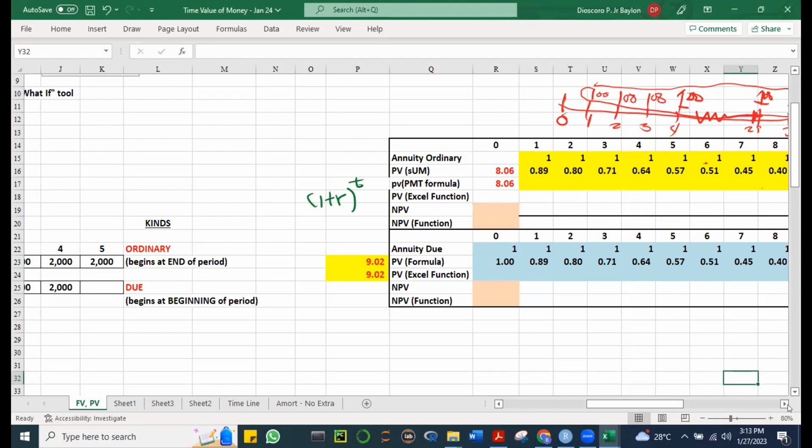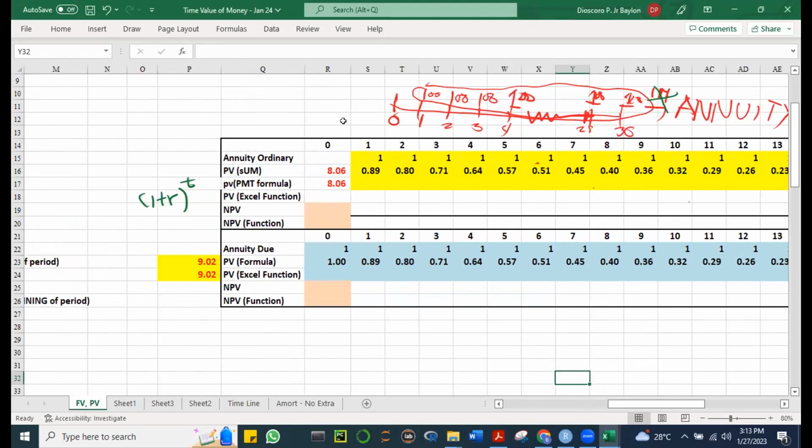So let me flash my screen here. I'm getting 9.02. Okay, all right, 9.02. That's correct. This time, use the annuity, use the PMT instead of just getting the present values of each, and try to see if you also get 9.02. I'll give you a few seconds for that.